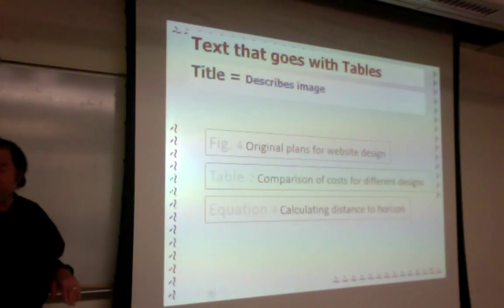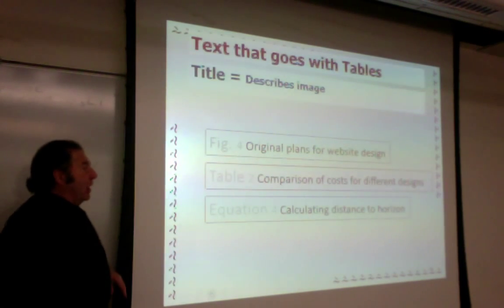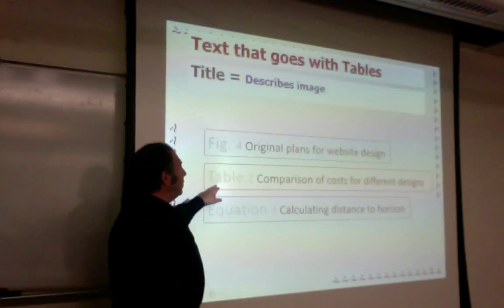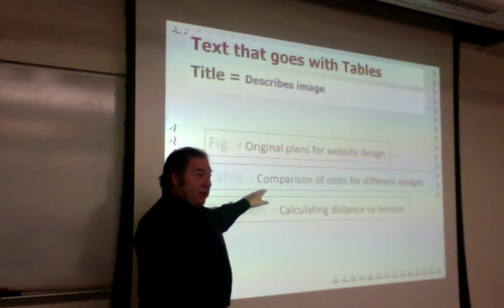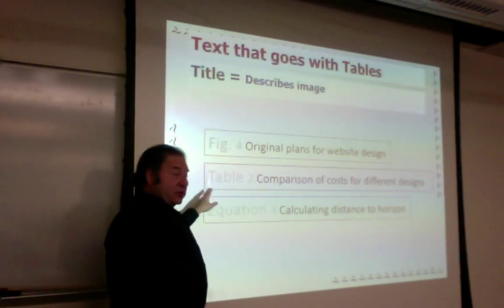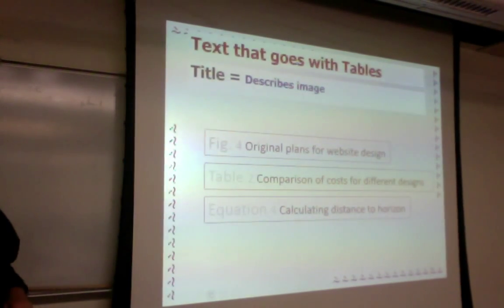The next is the title. Usually this is fairly short. And if you tell us that it's a table, you don't have to say it's a table comparing the cost of different designs, because we already know that. So you can keep it very simple. Keep them fairly straightforward. That's the second part.